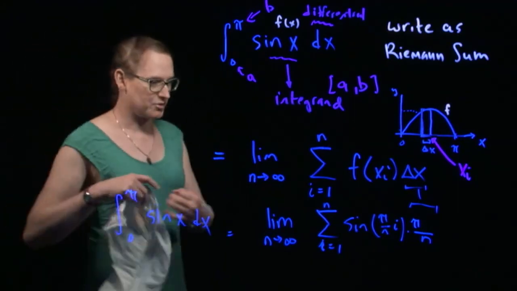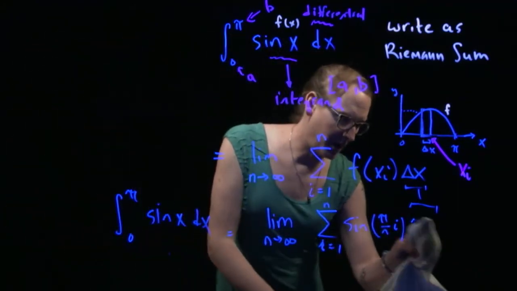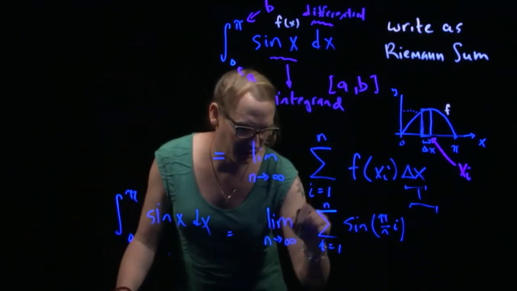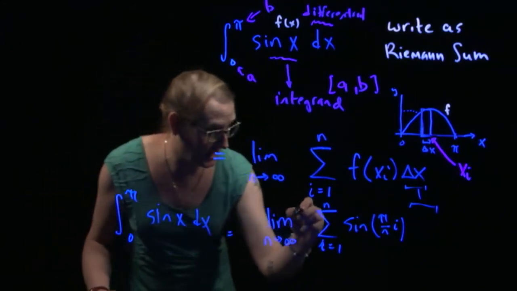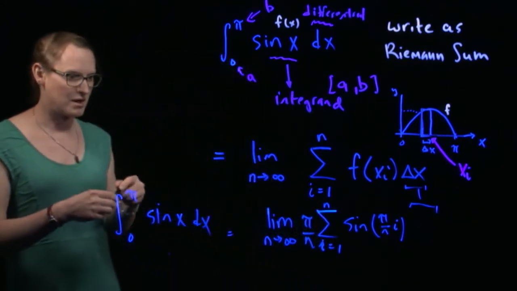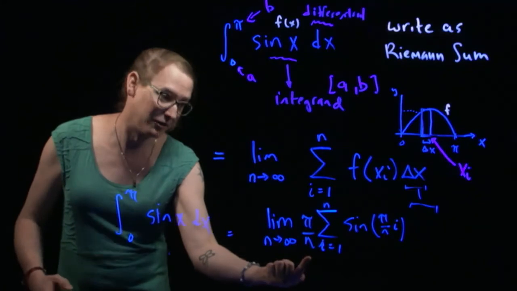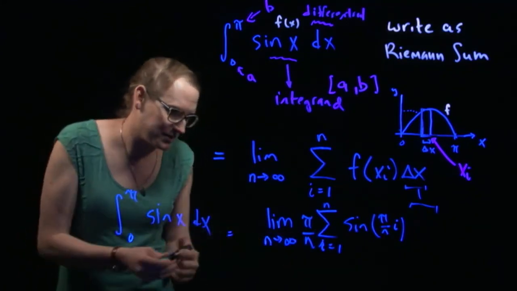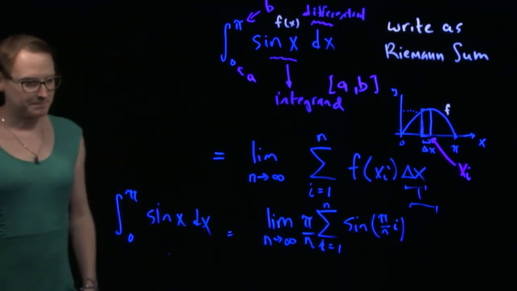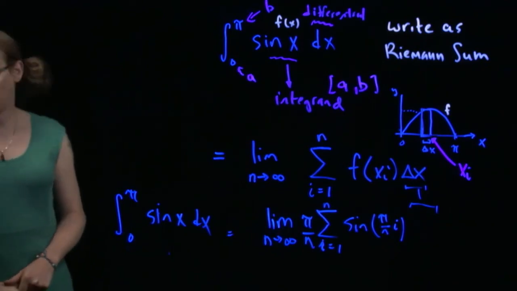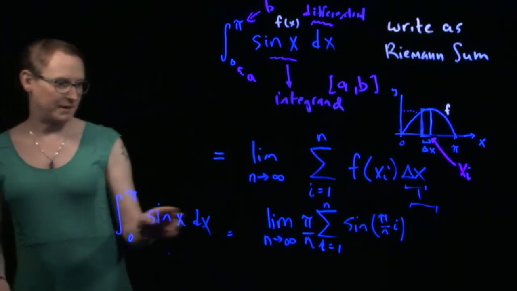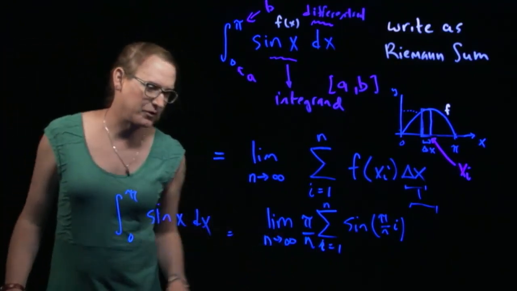So as an additional simplification, I'm going to take that pi over n and put it out front. Not of the limit, but inside of here. I can't take it outside the limit because it does depend on n. I can't pull that out because then I'm not limiting it anymore. Okay. So that's the conversion of an integral into its formal definition as the limit of a Riemann sum.